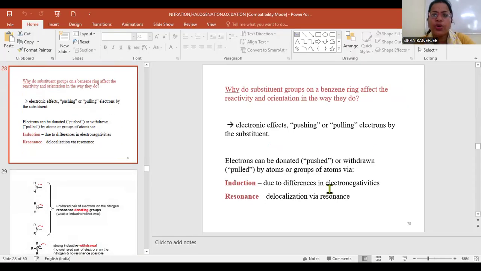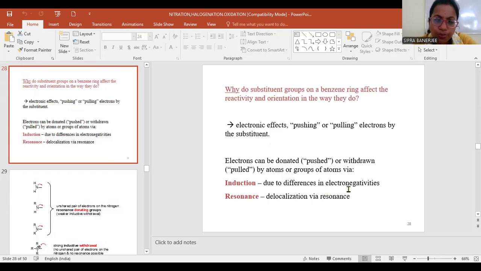So let's come to an important question. Why do substituent groups on a benzene ring affect the reactivity and orientation in the way they do? Electronic effects: pushing or pulling the electrons by the substituent. So whenever the electrophile is generated, there will be some pushing and pulling. Pushing means the carbocation will be pushed, and pulling means one H minus, one base will be there. They will pull that H plus ion.